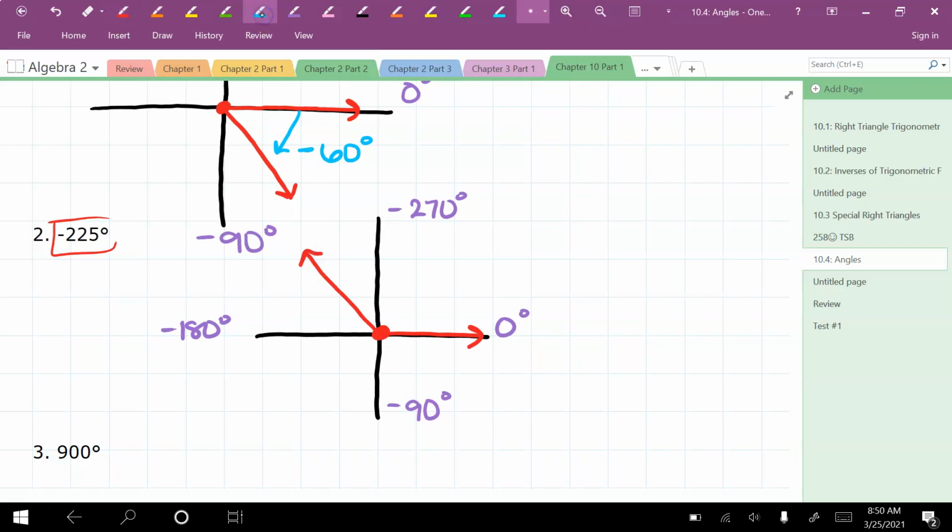And then I always label it so that the reader knows which direction I went. So I start here at the bottom of that initial side. I went clockwise until I hit that terminal side, and that's negative 225 degrees.